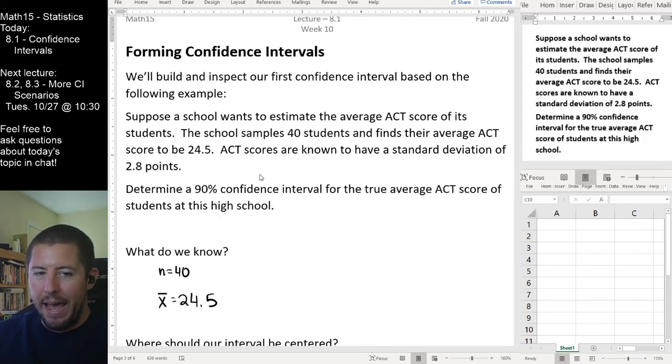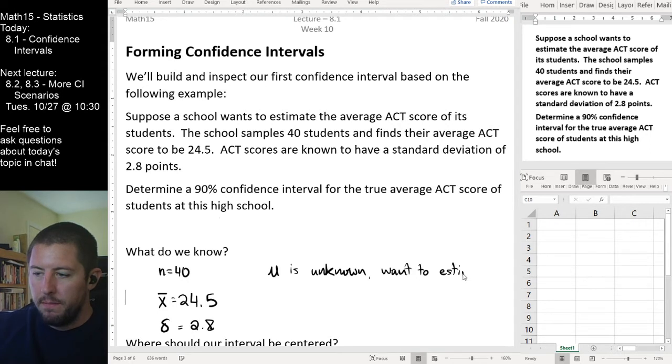But here, I'm going to do the same thing I did last week, and we're going to be talking about Z instead of T because sigma is known. So it looks like sigma was given to us here as 2.8 points. Mu is unknown. We want to estimate it with a 90% confidence interval.